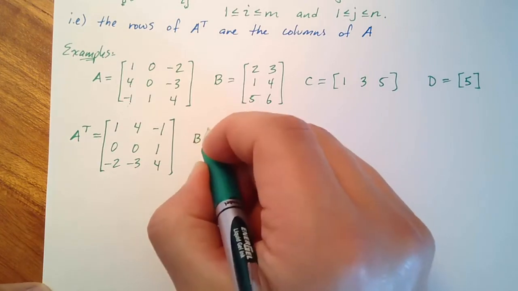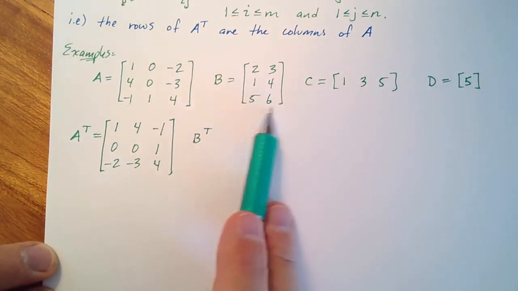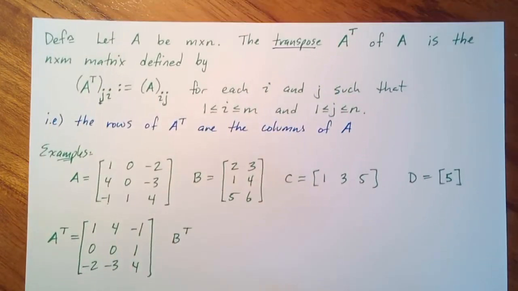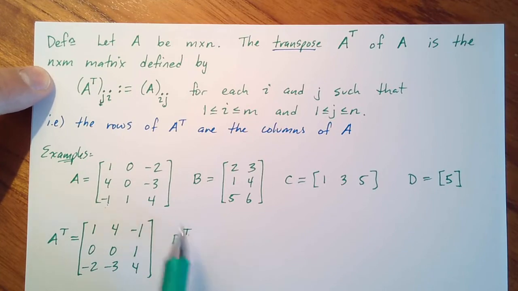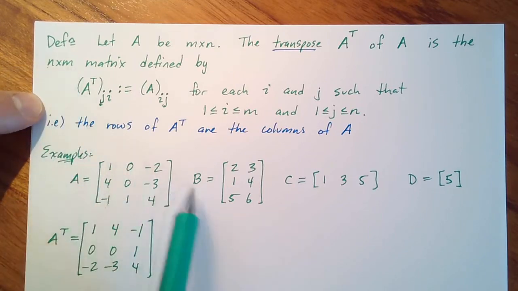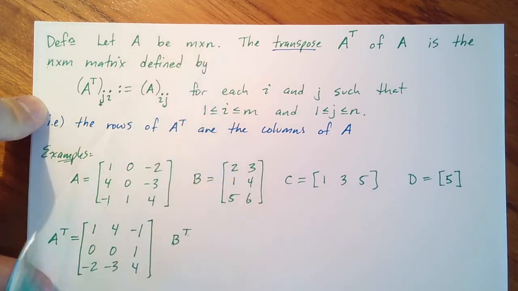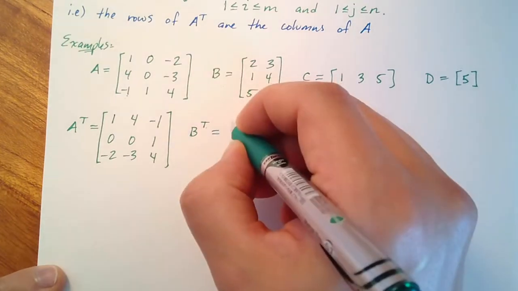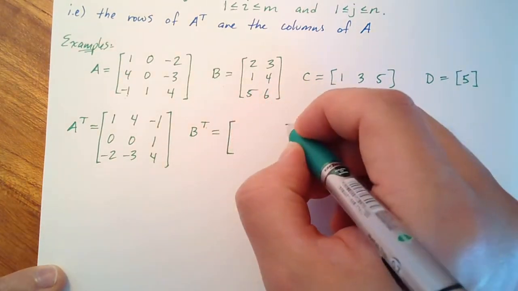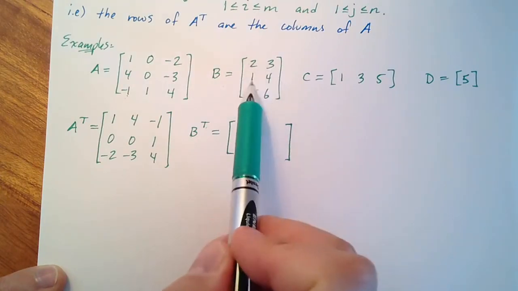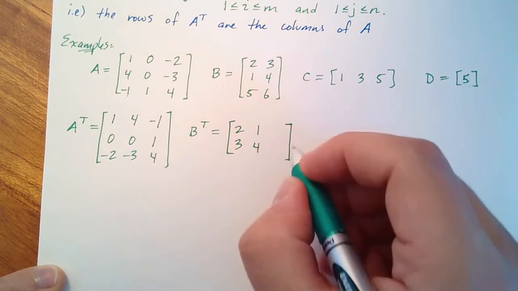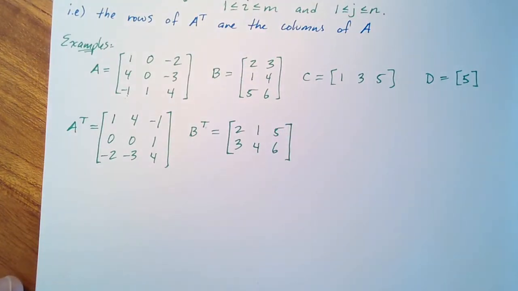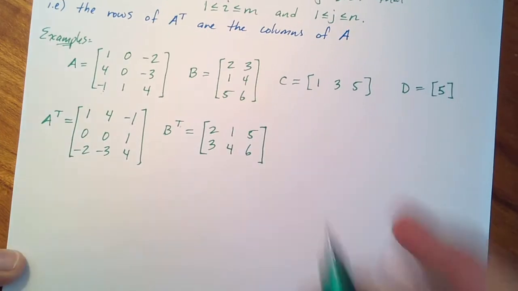For B transpose, well, B is a 3 by 2 matrix, so this definition tells us to flip the dimensions to get the transpose's dimensions. So B transpose is going to be a 2 by 3 matrix, since B is a 3 by 2 matrix. Okay, so just do the same idea. So we're going to have a 2 by 3 matrix. So I could just take the rows of B and turn them into columns: 2, 3, 1, 4, and 5, 6. So that's B transpose.